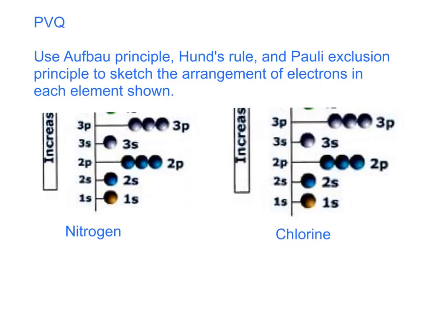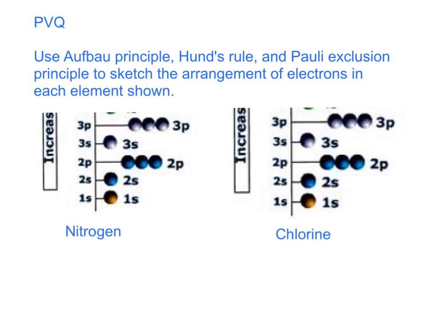Okay, so for the post-video question, I have the same question posed for 2 different elements. I want you to use those 3 rules, the Aufbau Principle, Hund's Rule, and the Pauli Exclusion Principle, to make the little orbital diagram like I have shown there and show the arrangement of electrons that would be found for each of the elements shown. On the left I've got nitrogen, and on the right chlorine.